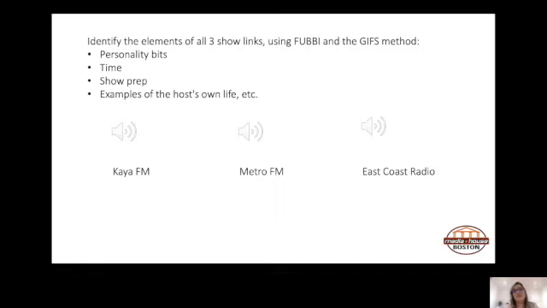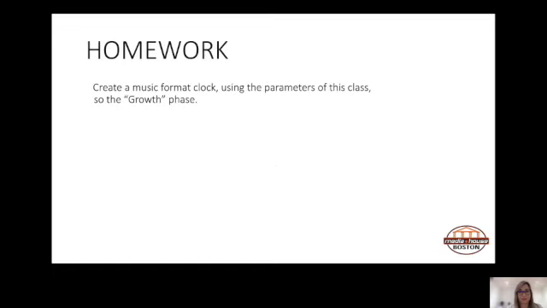So this you can see as the first part of your homework, because I want to see that you've actually applied Fabi and GIFs. It's very important. Fabi and GIFs form some of the most important sections of this content module that we're doing right now. Okay, so you need to understand all these elements in detail. You need to understand the 4 phases in detail. So far the introduction and the growth phases, and Fabi and GIFs, okay?